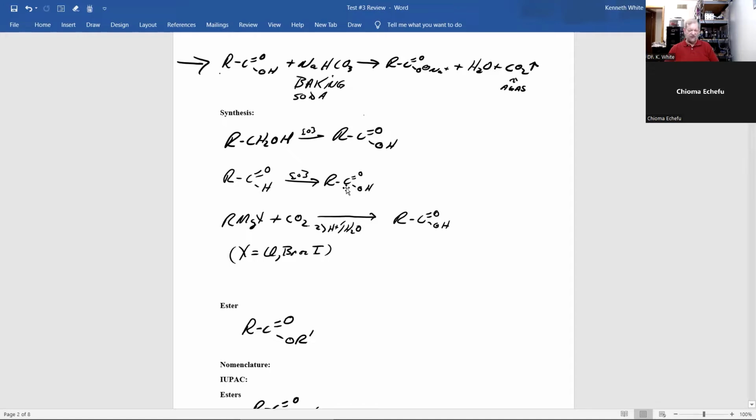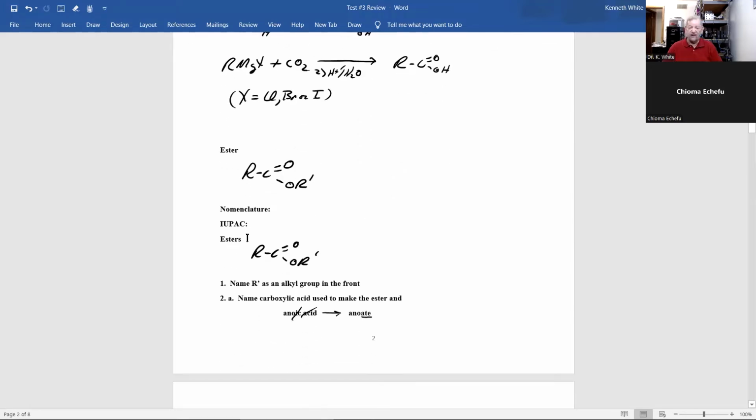Now, a really cool way, because you use dry ice sometimes, is if you take a Grignard, where X is chlorine, bromine, or iodine, reacted with CO2, second step acid and water, you get a carboxylic acid that's 1 carbon longer than the Grignard you started with. Again, if you take a Grignard reagent, react it with carbon dioxide, you get a carboxylic acid that's 1 carbon longer than the Grignard you started with.